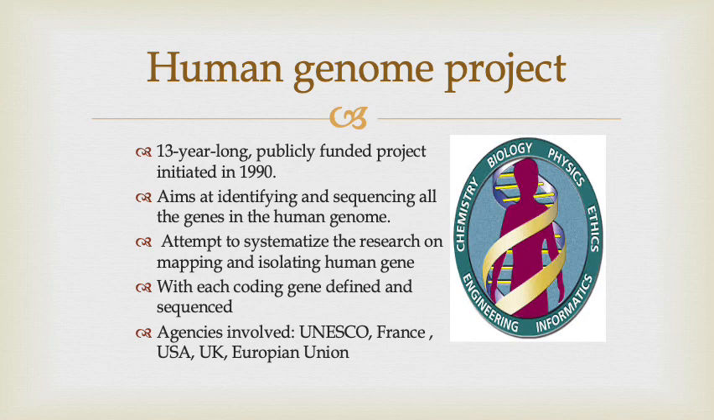The planning started after the idea was picked up in 1984 by the US government, and the project was formally launched in 1990. It was a 13-year-long publicly funded project and was declared complete on April 14, 2003. The aim was at identifying and sequencing all the genes in the human genome. The attempt was to systematize the research on mapping and isolating human genes, with each coding gene defined and sequenced. The main agencies involved were UNESCO, France, USA, UK, and the European Union.